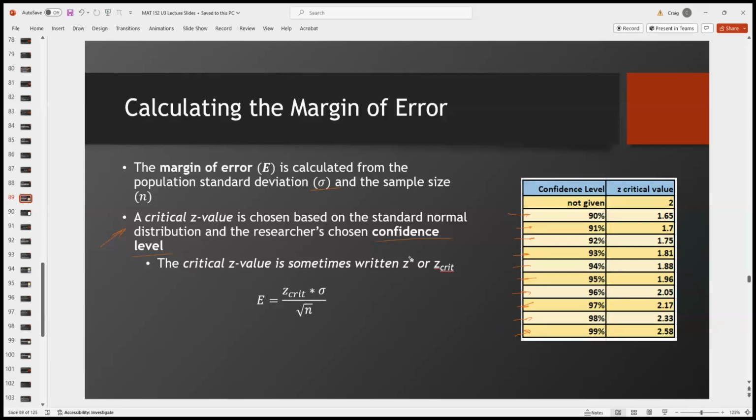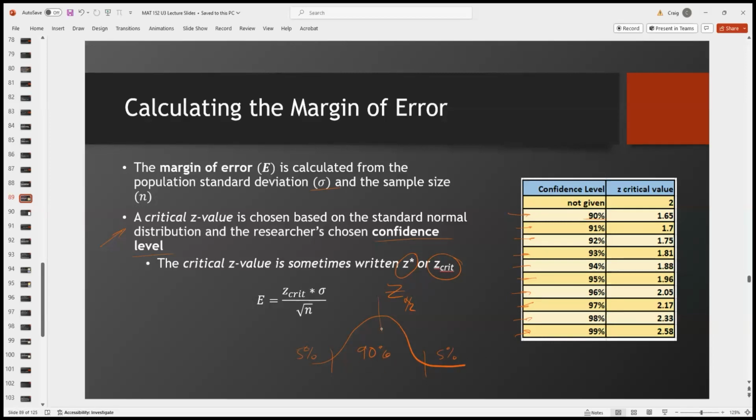The critical Z value is sometimes written as Z with a star over it. You might see it as Z alpha over 2. I just refer to it as the critical value. It is the boundary of our confidence level. If we want to be 90% confident in something, it's essentially the boundary of our normal distribution, which would mean we'd have 5% over here and 5% over here. And that would leave 90% in the middle.